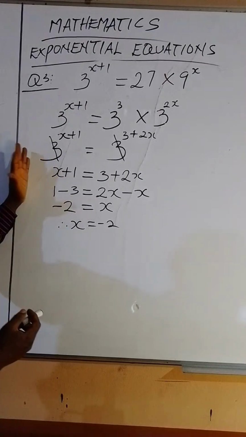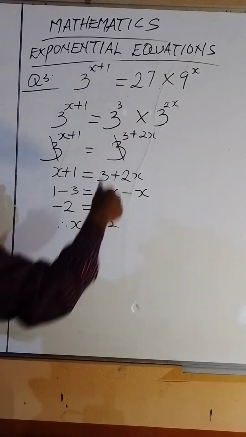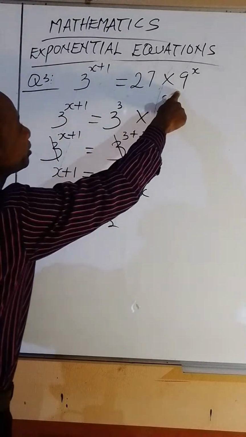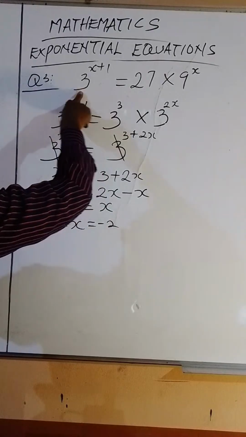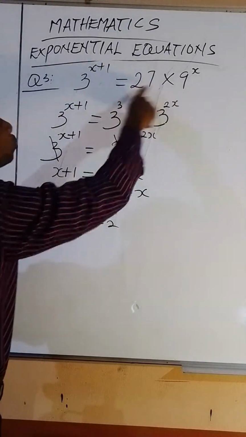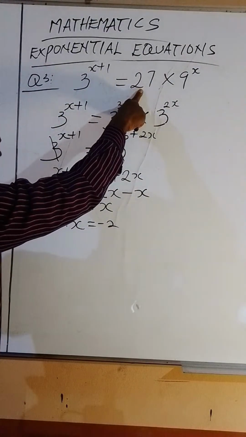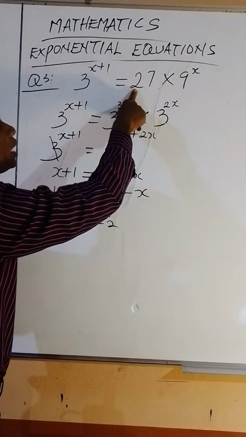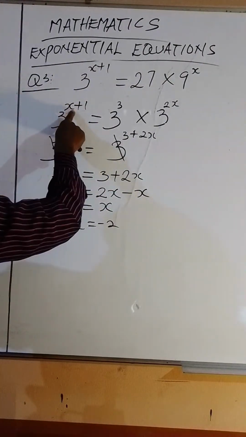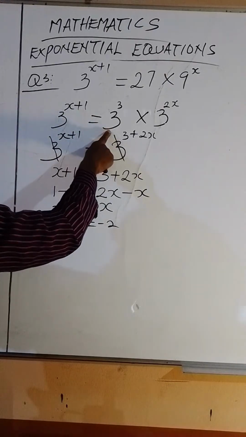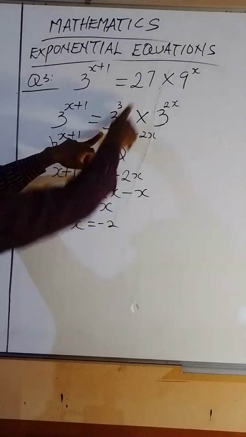Let's do some revision. Okay, now we are given 3 raised to power x plus 1 equals 27 times 9 raised to power x. So the logic here is to make the bases equal. Here we have 3, so we want to create 3 here and also create 3 here. So here we already have 3, right? So we have 3 raised to x plus 1 here equals 3 here. Then raised by 3, because this is what will give us 27 here.